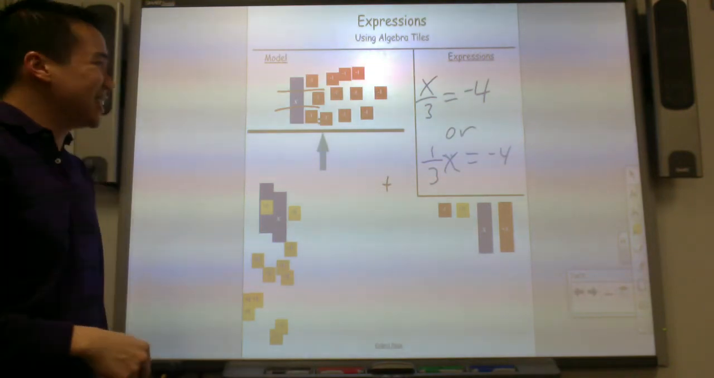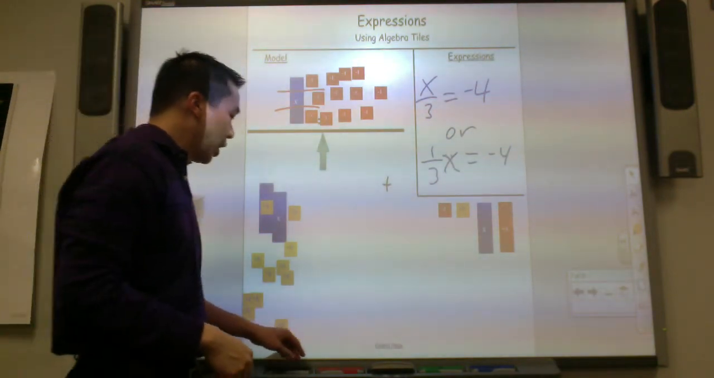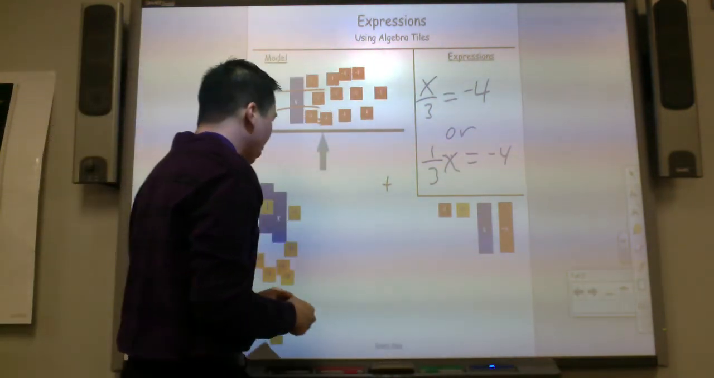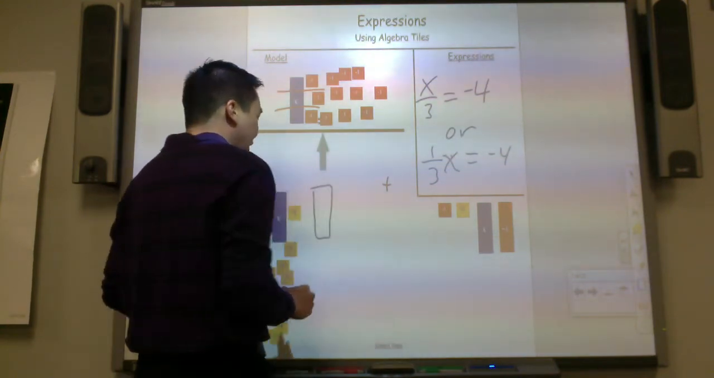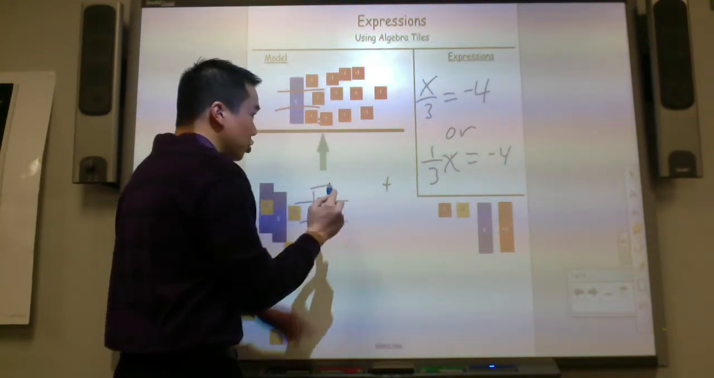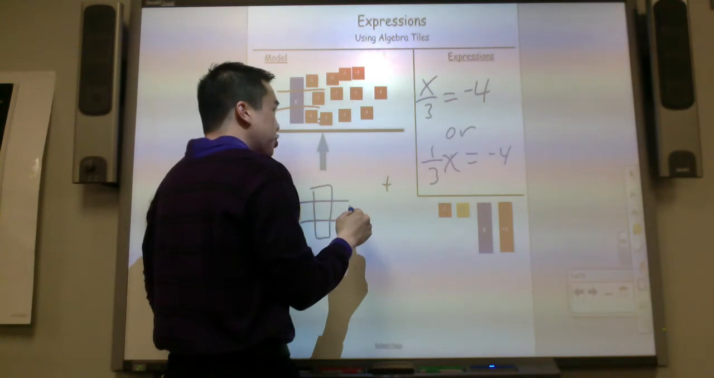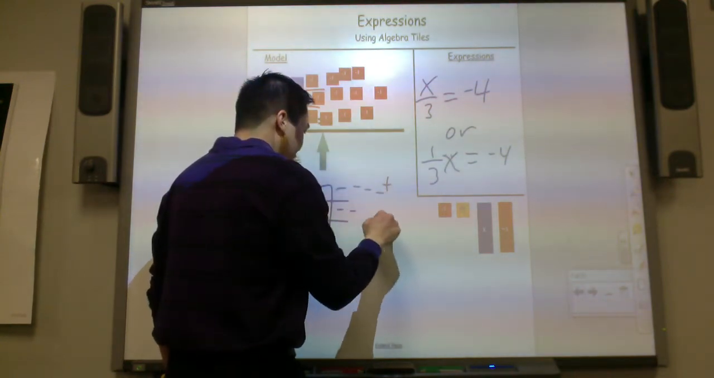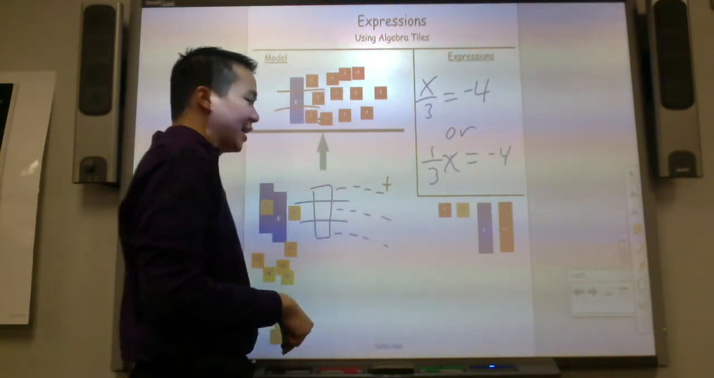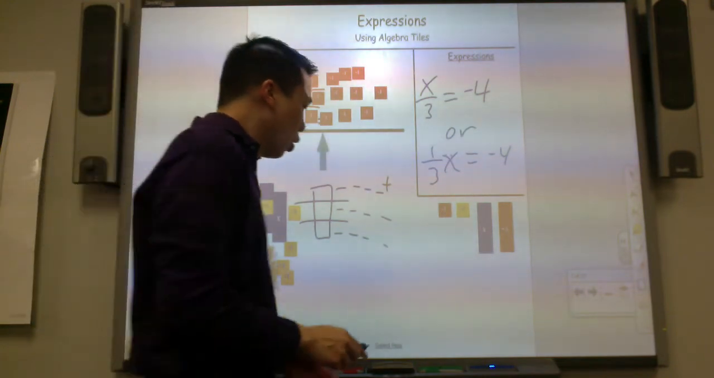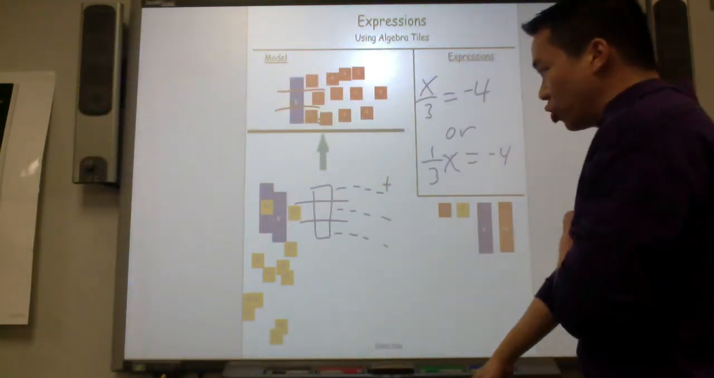Negative 12 is the answer. What if you don't have algebra tiles, could you draw it out? Here is an x. I divide it into thirds. Each third has negative 4, negative 4, negative 4. How many negatives do I use? Negative 12.